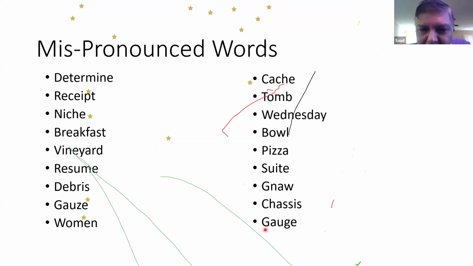Okay, this one. Sir, gauge. Yes, sir, the right pronunciation of this is gauge. Yes, that's correct. And this one.